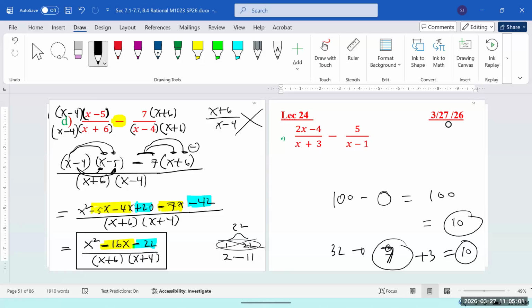I didn't get the second one yet. I graded the last one. Did you fill out the reflection? You did?